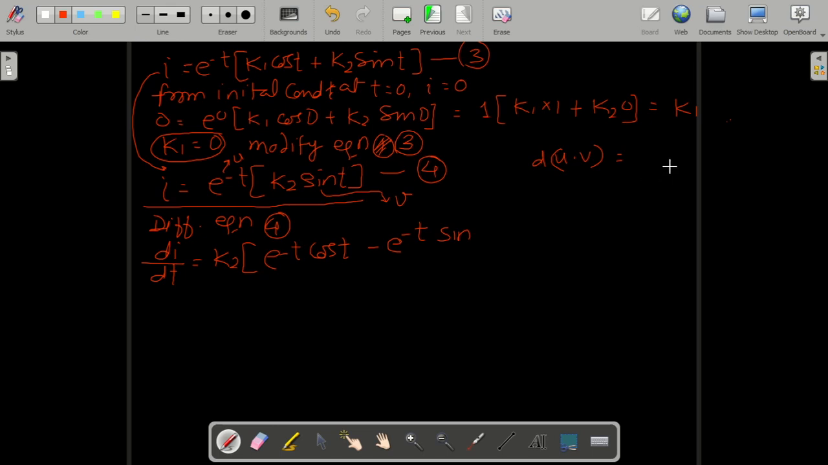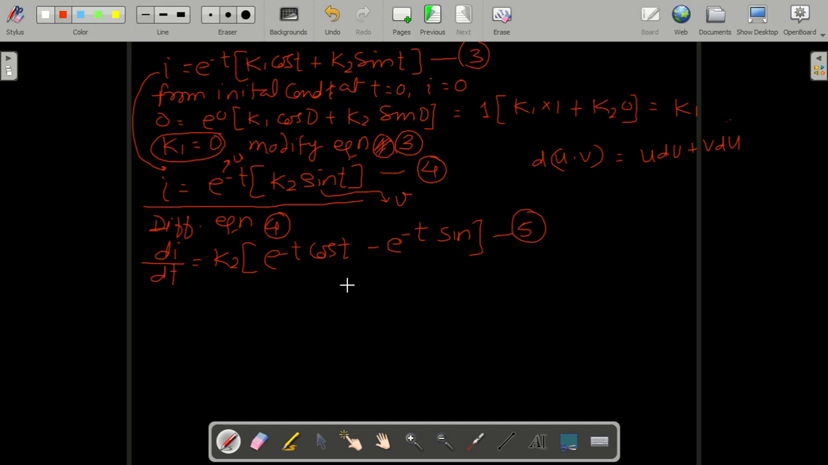क्या रखा? इक्वल टू क्या आएगा? u dv प्लस v du. क्लियर ना? ये आ जाएगा इसका डिफरेंशियल. एनीवे, सो ये आपका आ गया di by dt equal to this. So let us say equation number 5. Okay, now this is equation number 5.